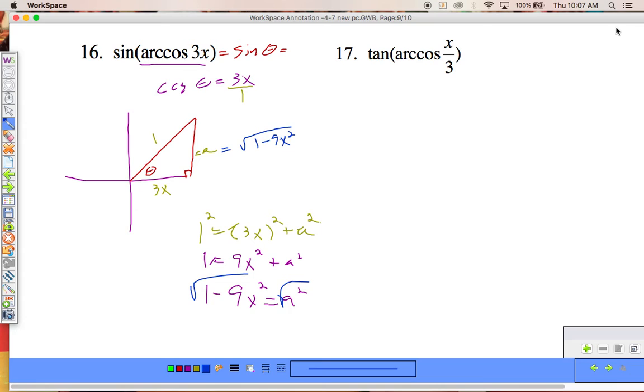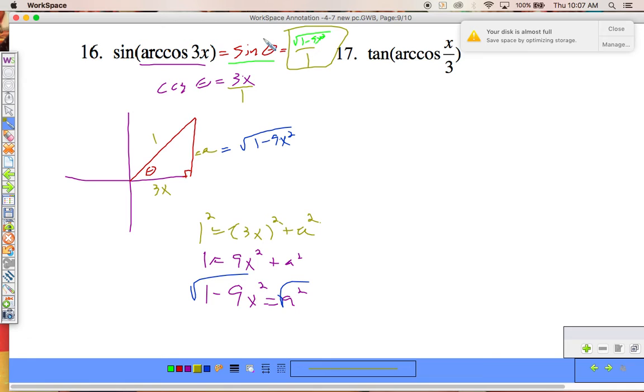We don't worry about the plus or minus because these x values that we have in the problem will take care of it. And always an arc cosine's on the top, and my sine's going to be positive. There's always a positive movement also. So the sine of my angle theta that I have is the square root of 1 minus 9x squared over 1, which I don't need. Right, just take it as a triangle in the first quadrant, label it with what you have, and go from there.